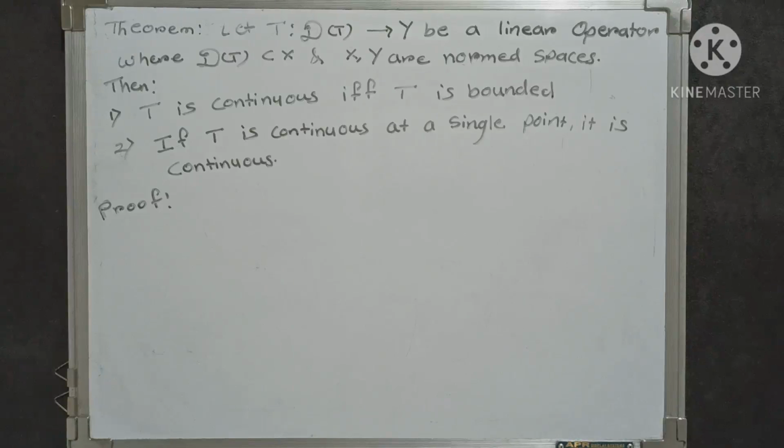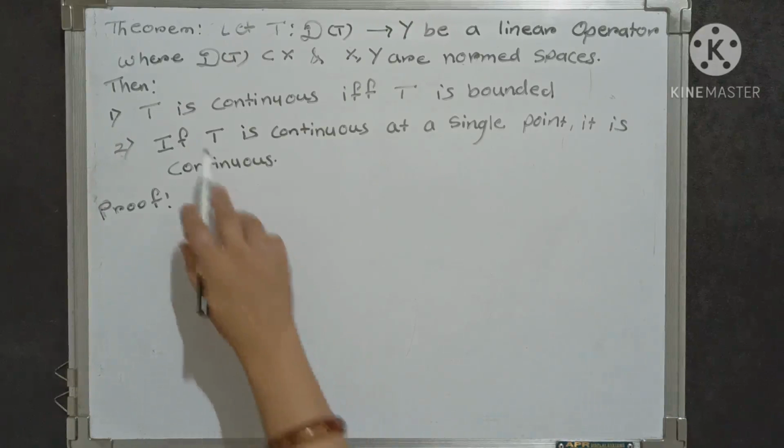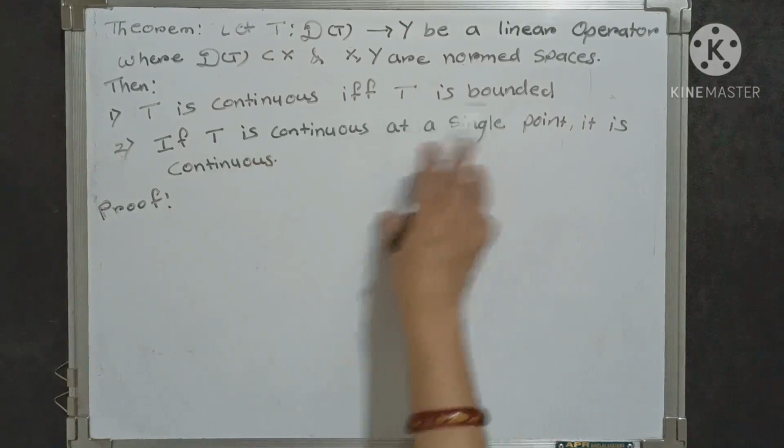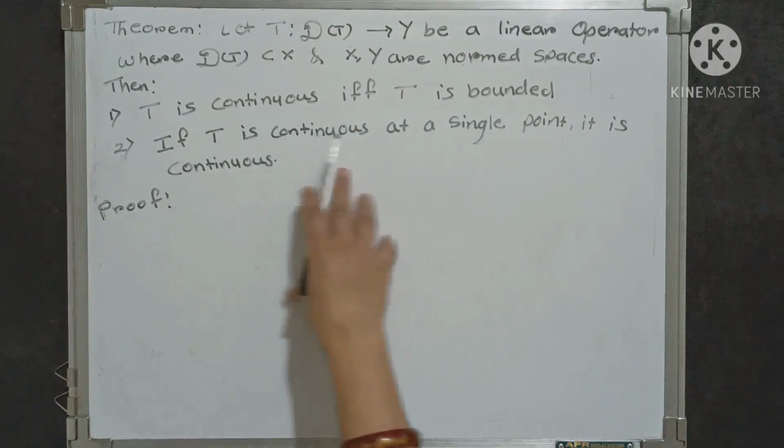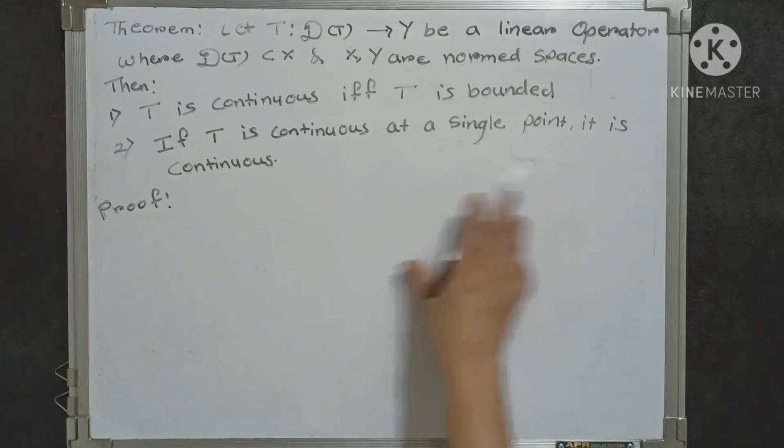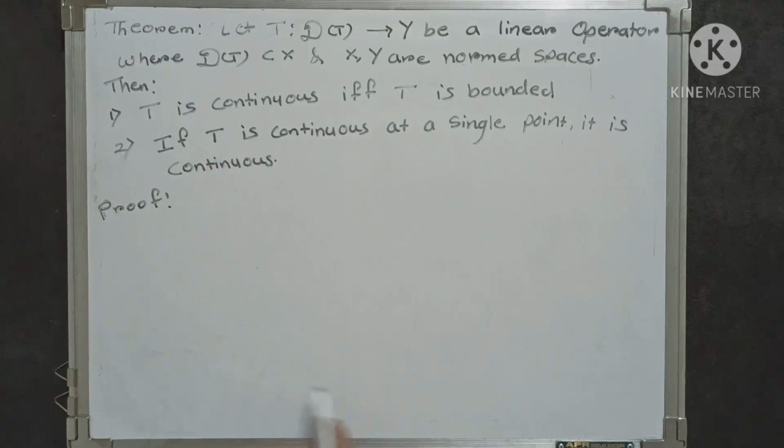Now let T from script D of T to Y be a linear operator, where D of T is a subset of X, and X and Y are normed spaces. Then we have to prove two statements: that T is continuous if and only if T is bounded, and the other is that if T is continuous at a single point, then it is continuous. These two statements we have to prove.